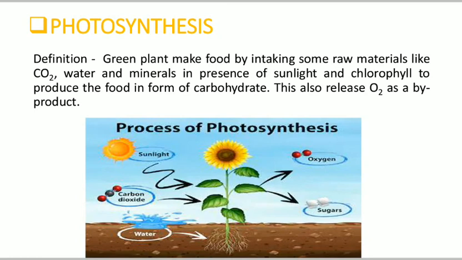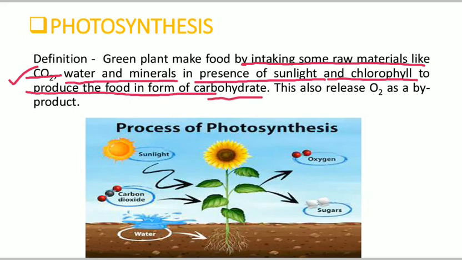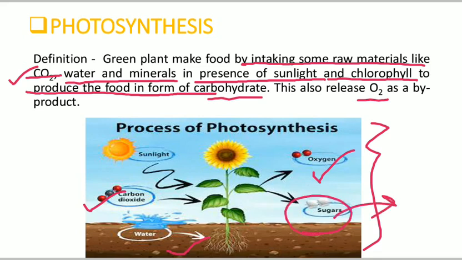Green plants make food by taking in raw materials like carbon dioxide with the help of the stomata, as you have already read, and water and minerals from the soil, in the presence of what? Sunlight, with the help of chlorophyll, right? With the help of chlorophyll they produce food in the form of carbohydrate, and they release what? Oxygen. Here with the help of this complete diagram you can see the plant is absorbing carbon dioxide, water and minerals from the ground, releasing oxygen as a byproduct, and producing food in terms of carbohydrate or sugar, that is C6H12O6.